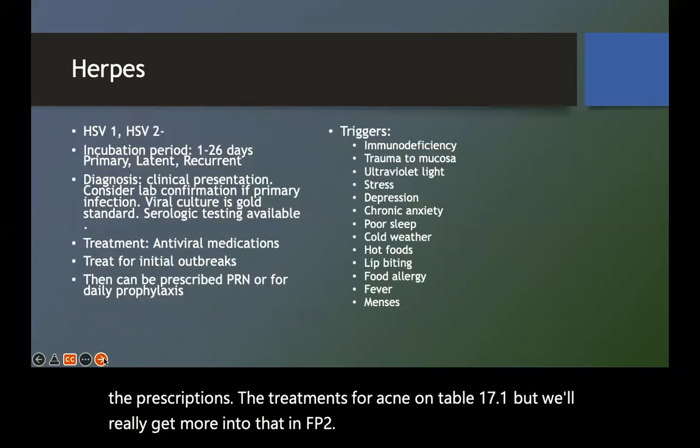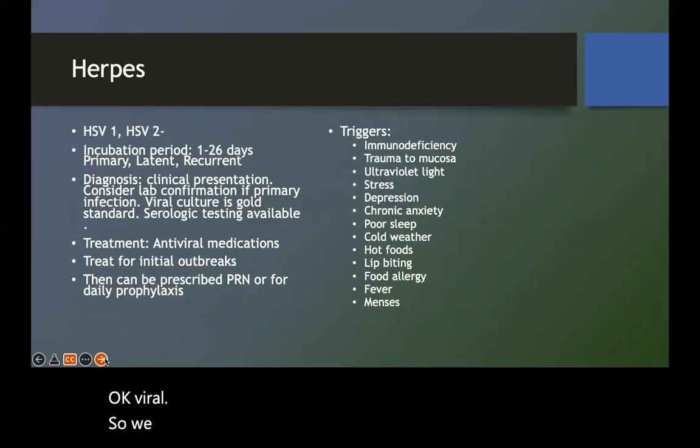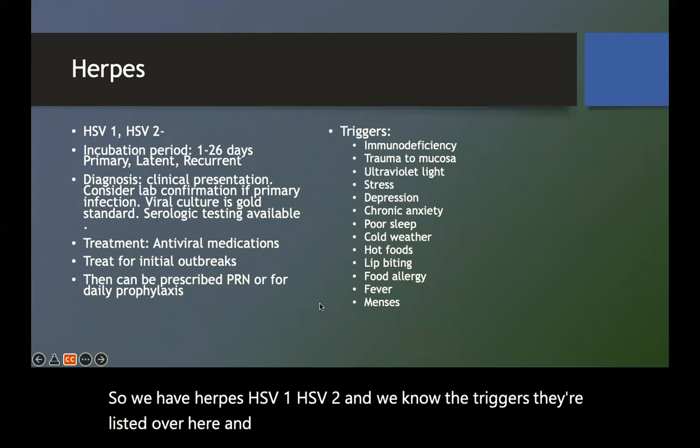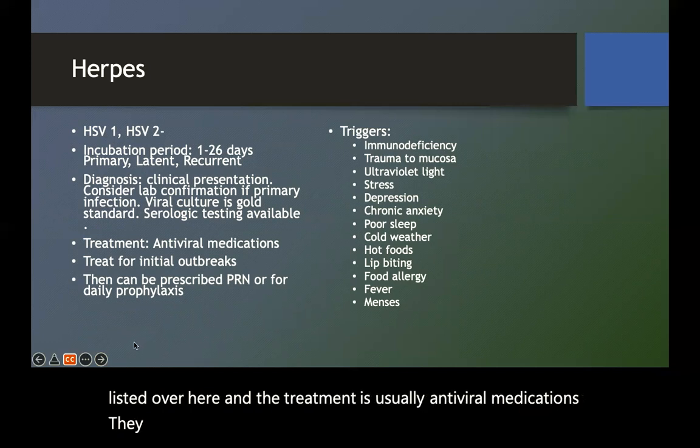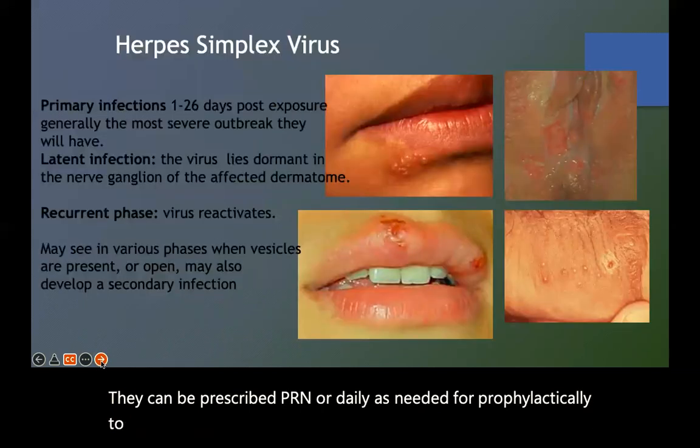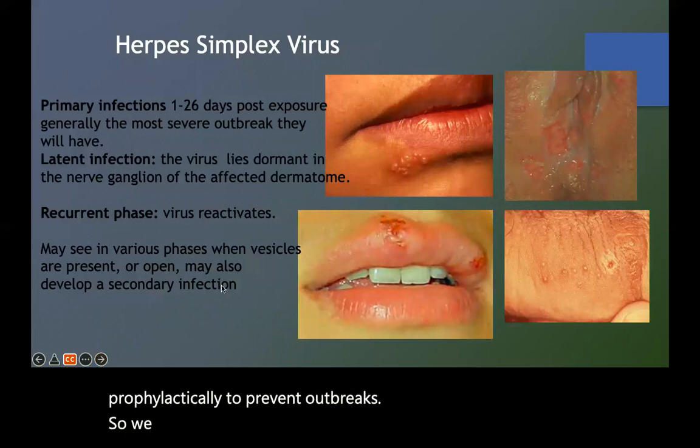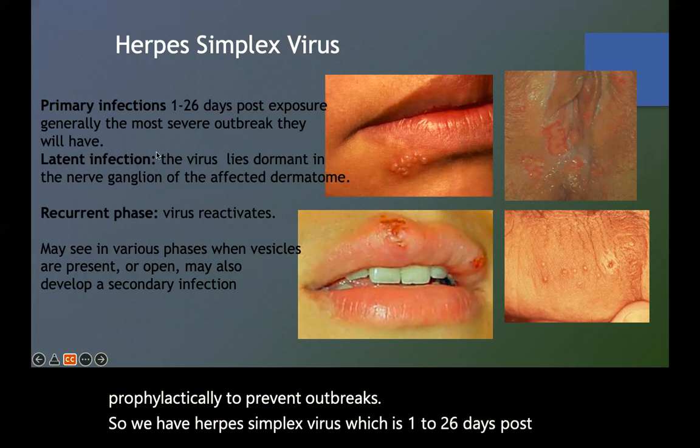Okay, viral. So we have herpes, HSV1, HSV2, and we know the triggers. They're listed over here, and the treatment is usually antiviral medications. They can be prescribed PRN or daily as needed for prophylactically to prevent outbreaks. So we have herpes simplex virus, which is 1 to 26 days post-exposure, generally the most severe outbreak they will have.